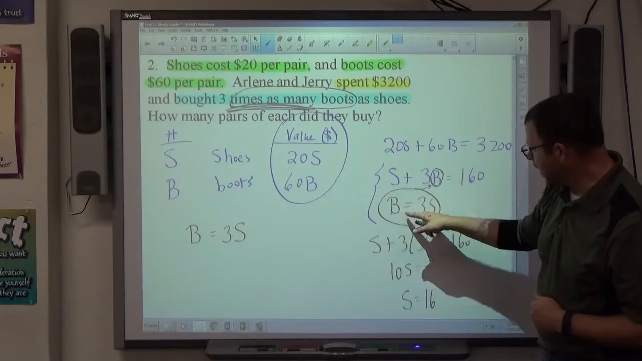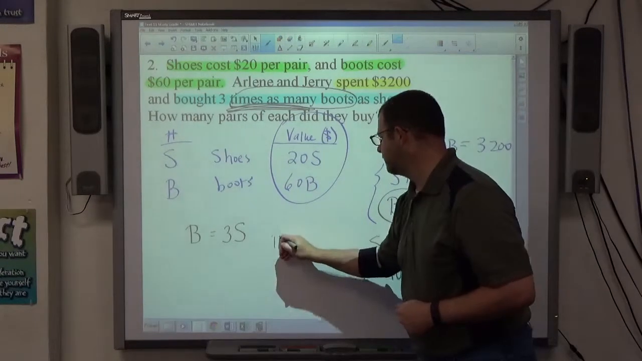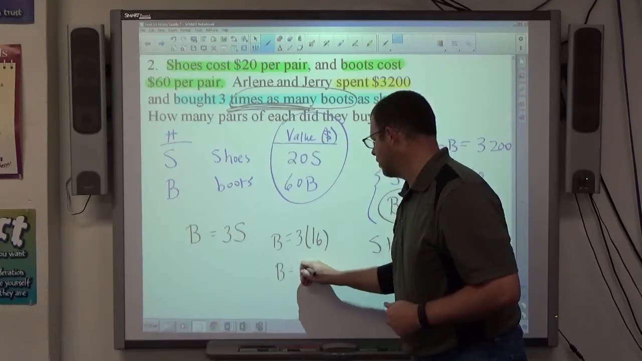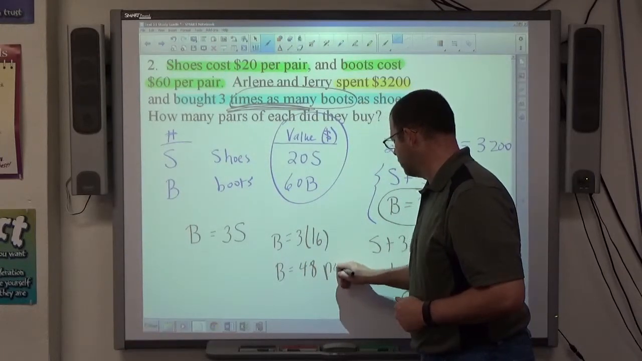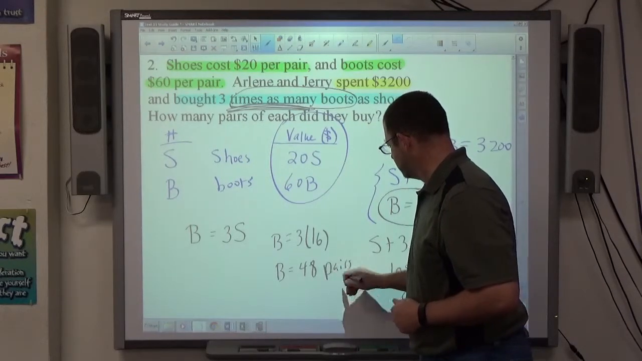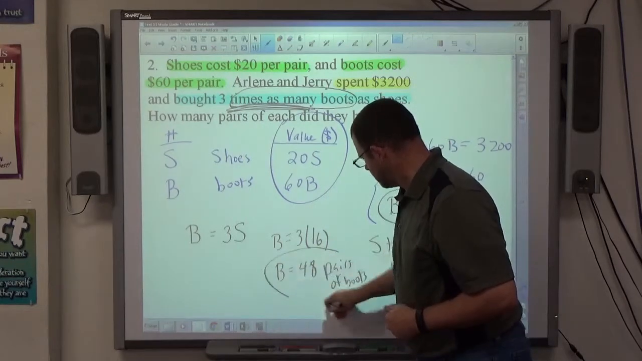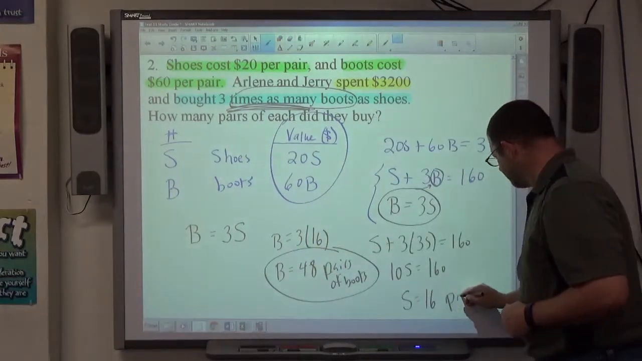If I take B equals 3 times S, that gets me 48 pairs of boots. So 48 pairs of boots and 16 pairs of shoes.